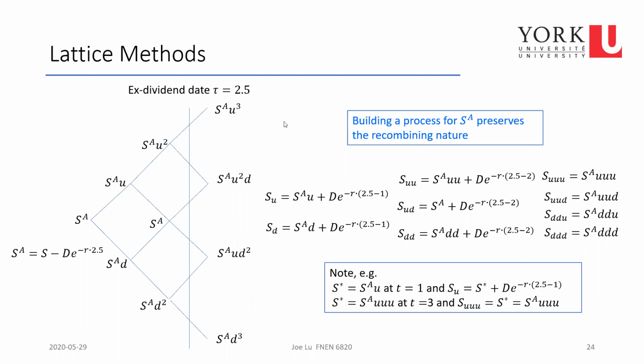So after you pay the dividend, it becomes this number here, which is this. So this number and the actual stock price become the same. Now you can continue. And then when you continue, if there's no more dividend payment, you just continue from here, multiplied by U, multiplied by D.